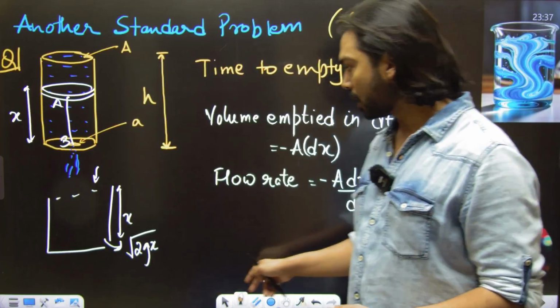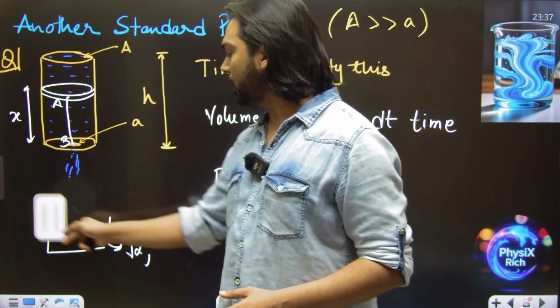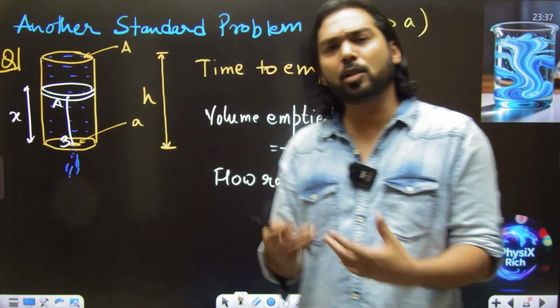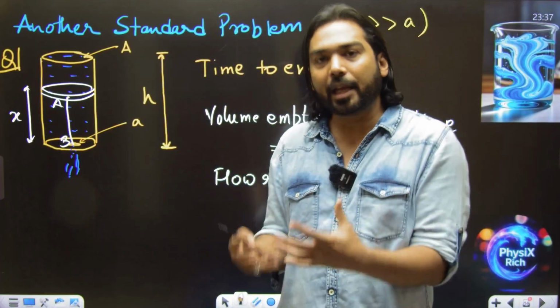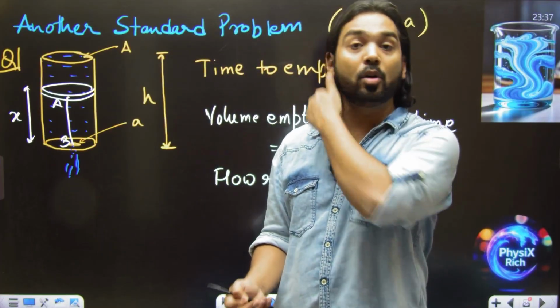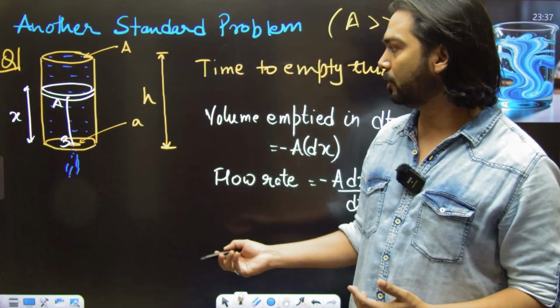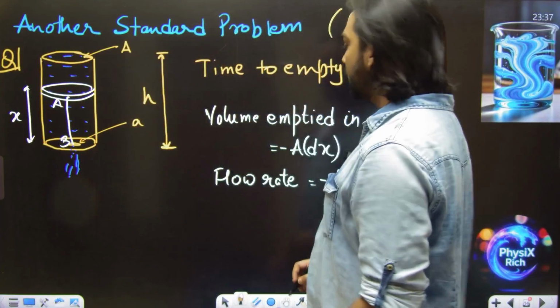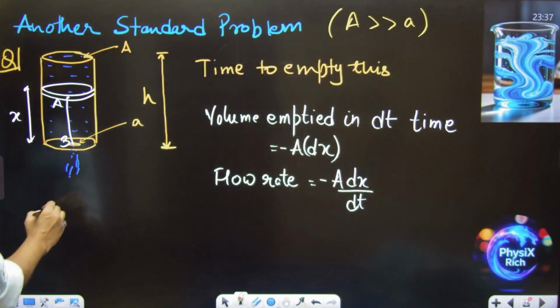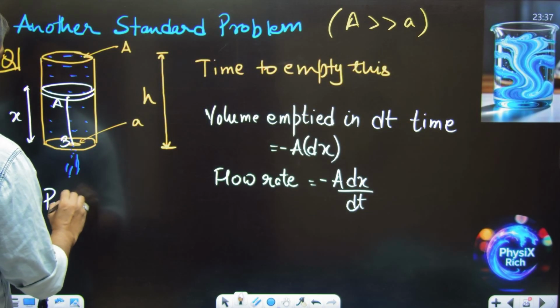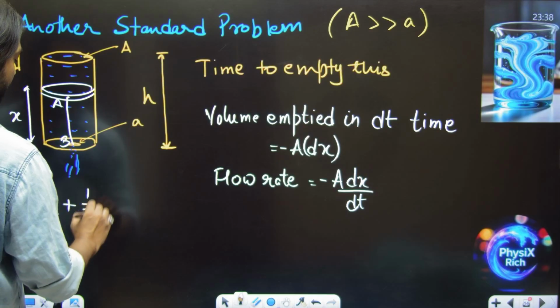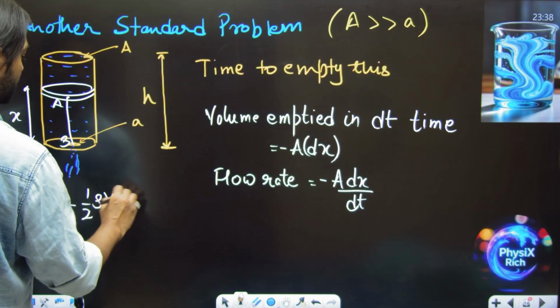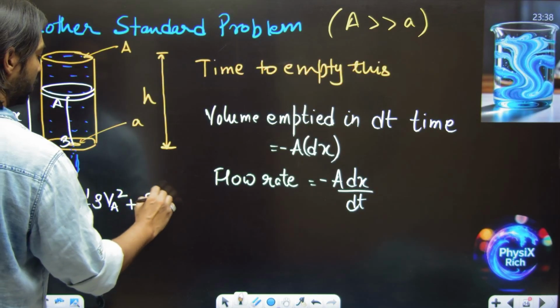Applying Torricelli's law, actually Torricelli's law is nothing but an application of Bernoulli's theorem. And if you do not know how it works, then let me just quickly show you how it works. We can apply Bernoulli's theorem between point A and point B, and you can write that pressure at point A plus half rho vA squared plus rho g x.